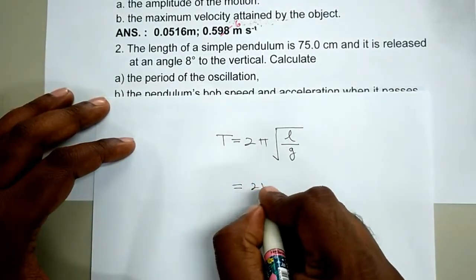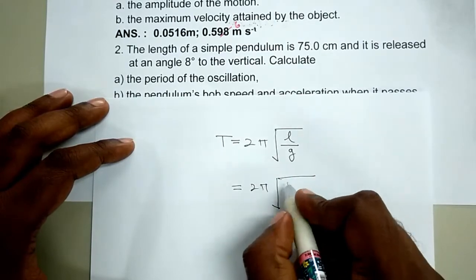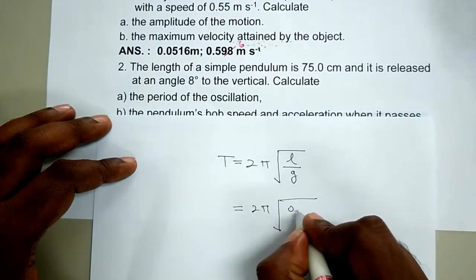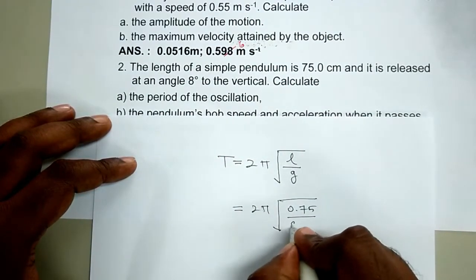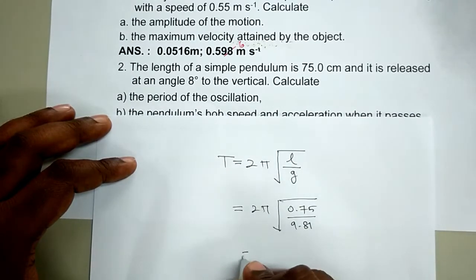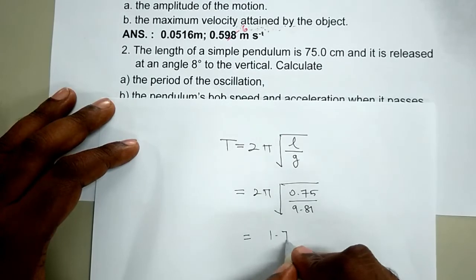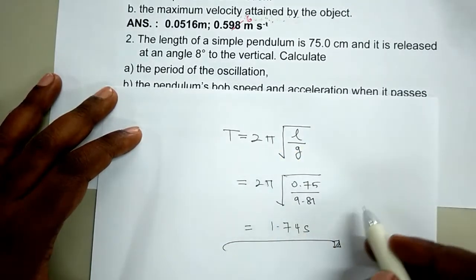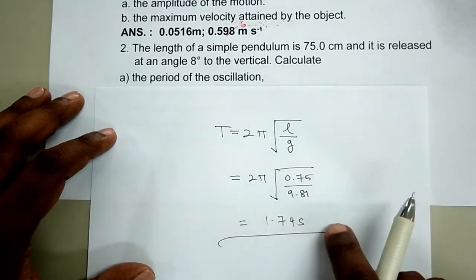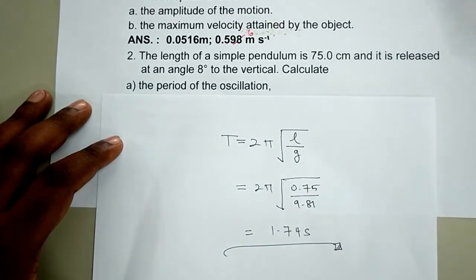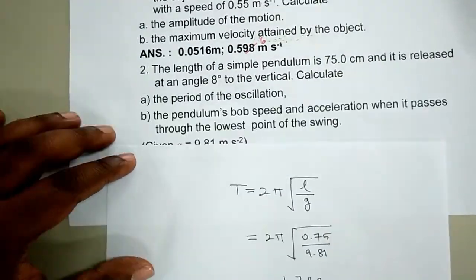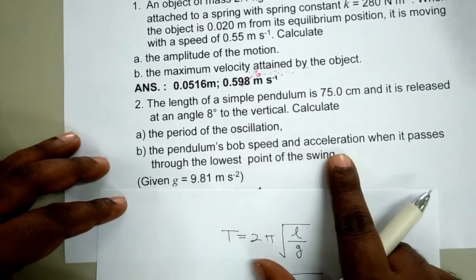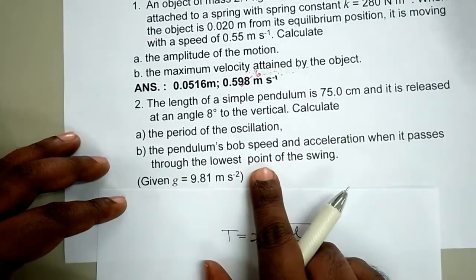So T equals 2 pi, L equals 75 cm, convert to meter, 0.75 meter divided by 9.81 meter per second squared, and we will get 1.74 second. Simple. So the period of the oscillation, we got it, 1.74 second. For section B, the pendulum's bob speed and acceleration when it passes through the lowest point of the swing.